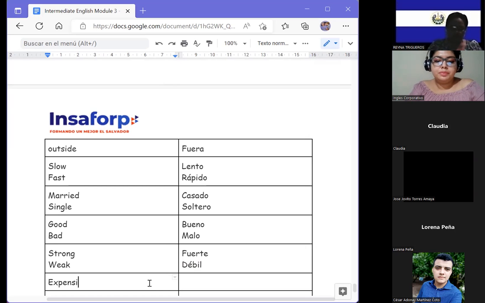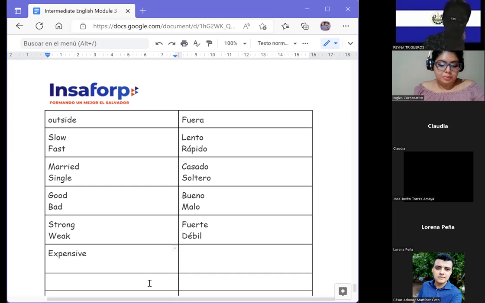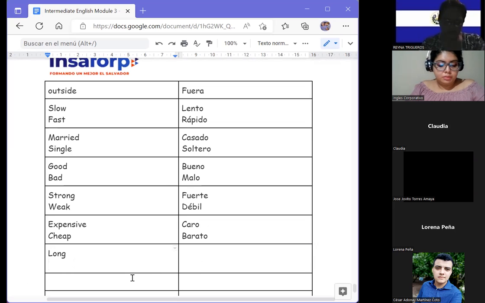Expensive. Cheap. Good, cheap. Caro y barato. Long. Another one. Short. Good, short. Largo, corto.